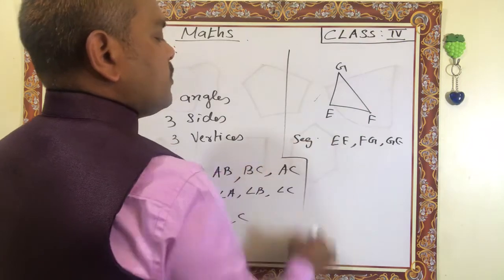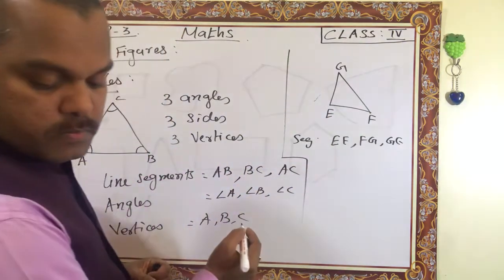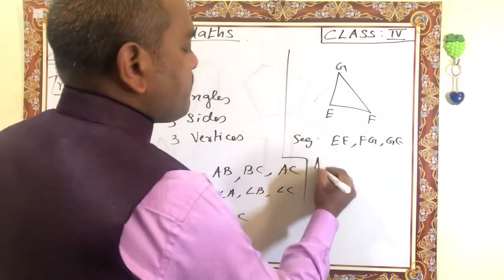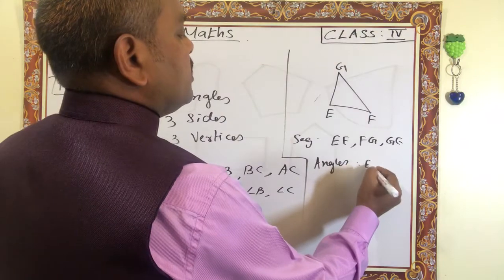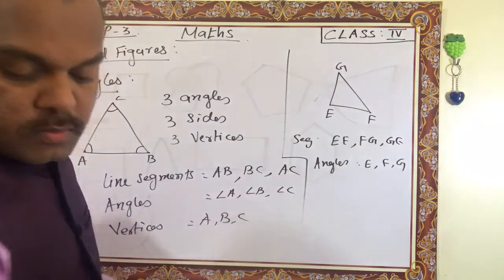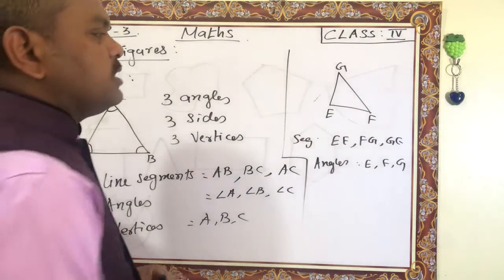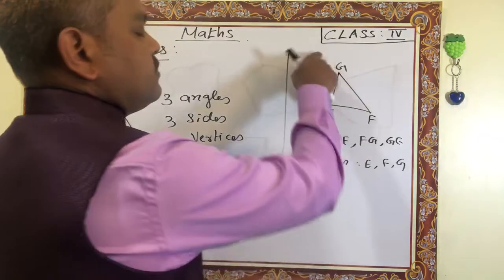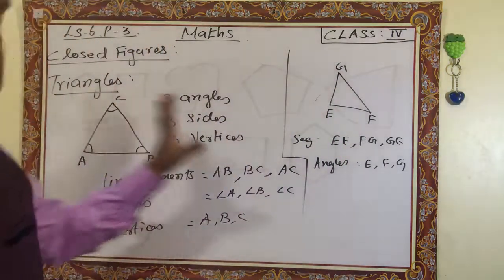Angles. What are the angles? Angle E, angle F, angle G. And vertices also. What are the vertices? E, F, G. These are the vertices. Understood? So this is about the triangle.